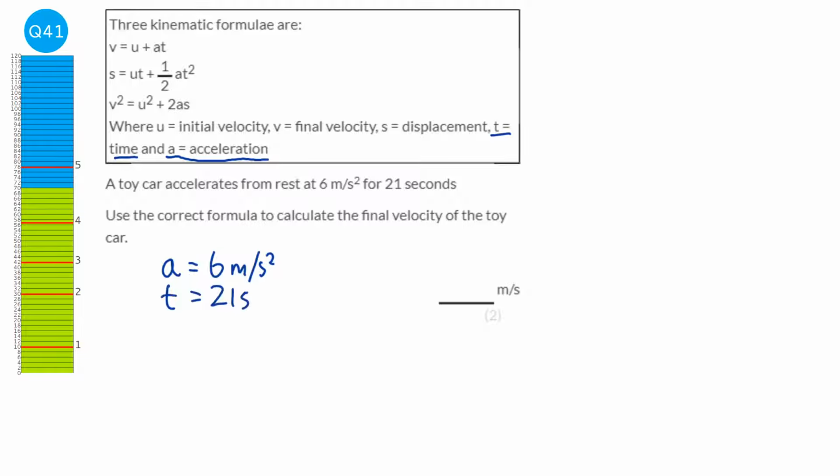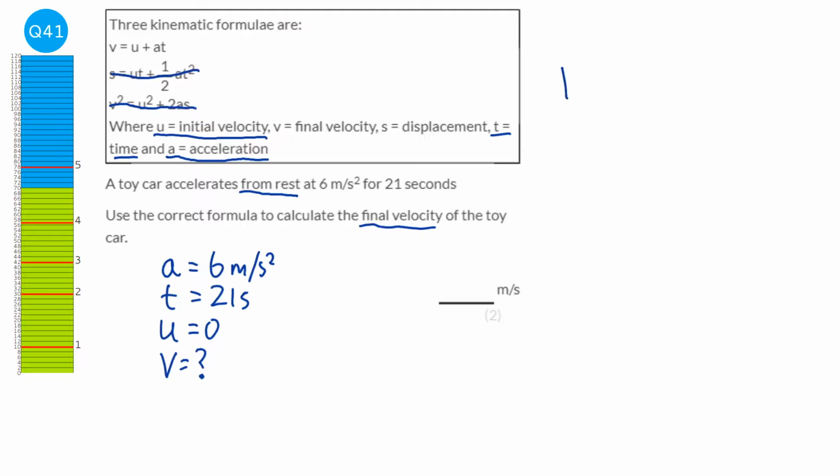Now, there is also something else it gives us, because it says from rest. So the initial velocity is going to be 0, and it asks us to find the final velocity. So we're looking for what v is. So we're looking to see which of the three formulae at the top involve an a, a t, a u, and a v. So it's not going to be this one because this has an s. It's not going to be this one because this has an s. It's going to be the top one.